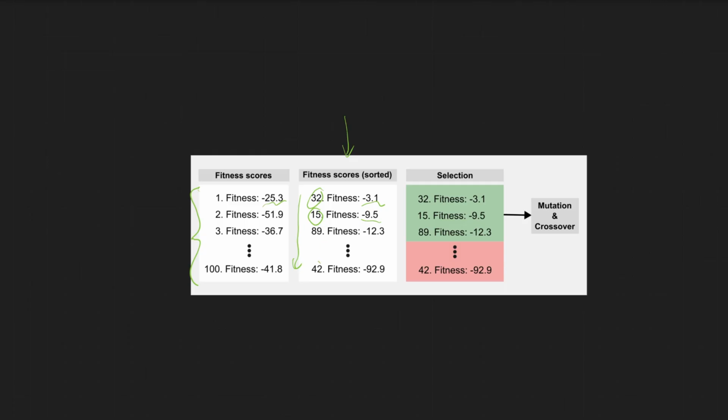So the last individual, number 42, has a fitness score of minus 92.9. This is the worst score in the entire population of 100 individuals. Then we're going to perform selection.